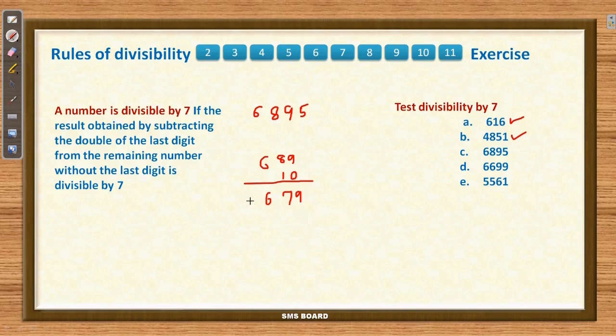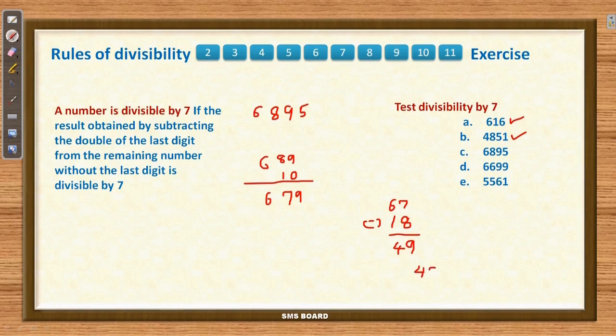So what is the double of 9? It is 18. So subtract 18 from 67. We have to subtract. So what is the answer? Here 7 minus 8 is not possible. We will take 1 from 670, that is 9. And here 5 minus 1 equals 4. So we get 49.